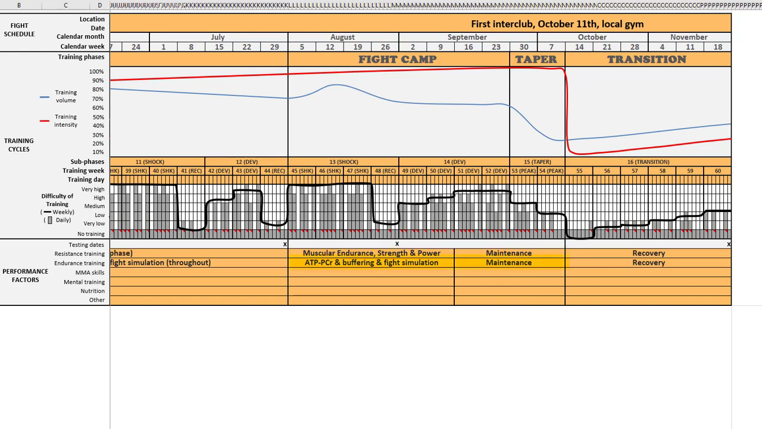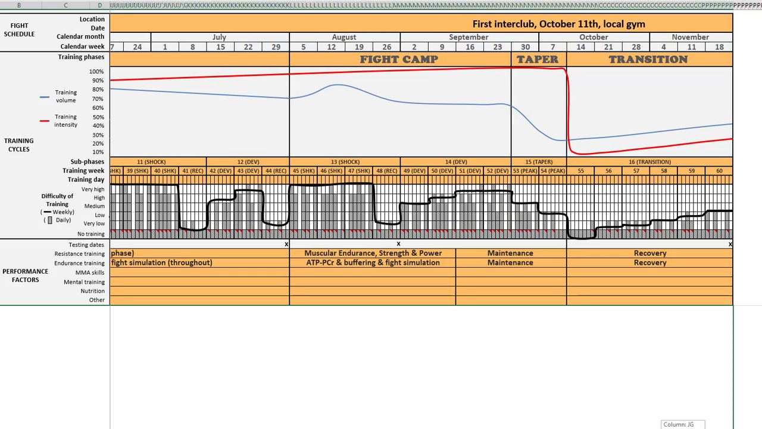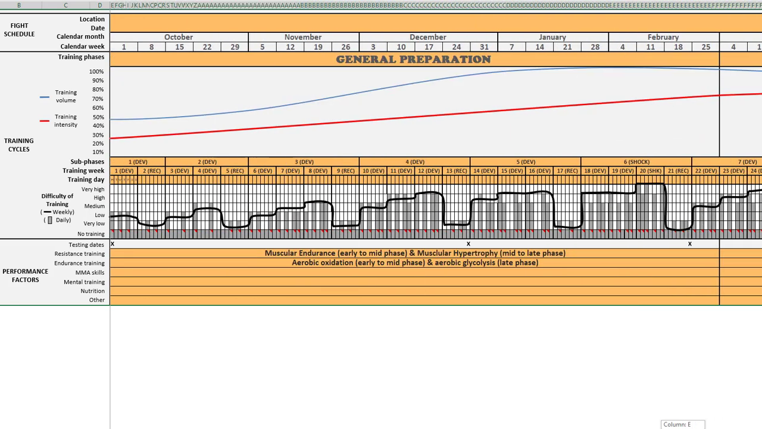And so for endurance training, we focus on the ATP-PCr system and buffering workouts and the fight simulation over the first 6 weeks of the fight camp, and then again transition to maintenance. For the actual transition itself, really you want to focus on recovery. That's the main thing. Okay, so let's go back to the beginning of the plan and let's focus on the next thing. Again, actually I might point out, you should be pausing this video and filling in your fight plan as we go along. Let's scroll back, as I'll assume that you're doing that.